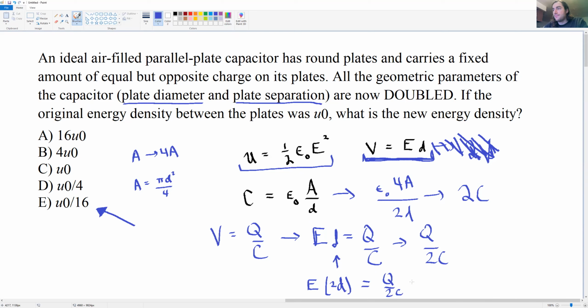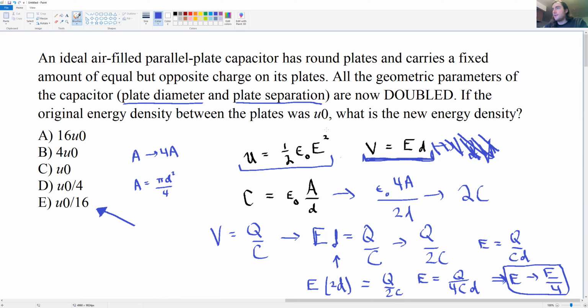Divide the 2D over. So if we divide the 2D over, we get E equals Q over 4CD. If nothing doubled, we would have E equals Q over CD, right? So now we have E should be 1/4. 1/4, exactly. So this implies that E goes to E over 4.